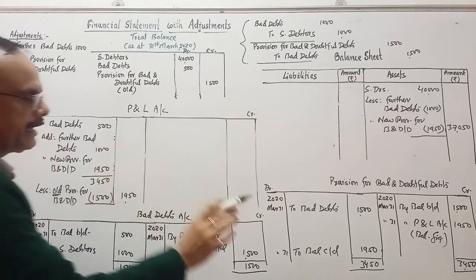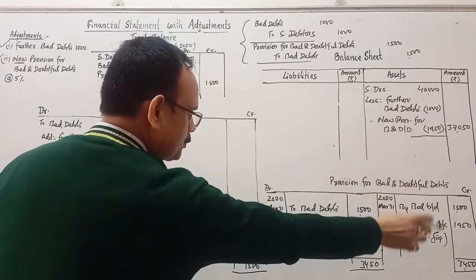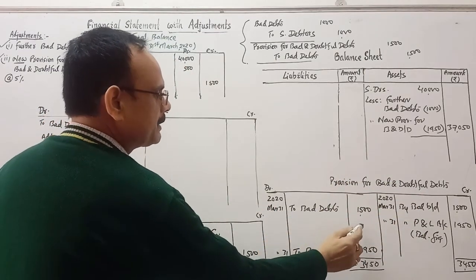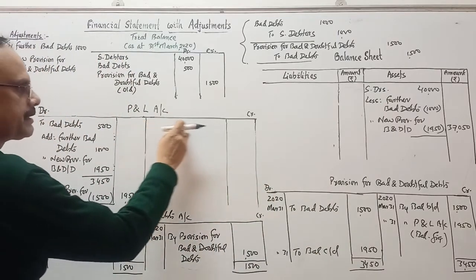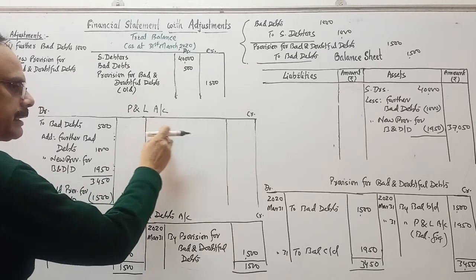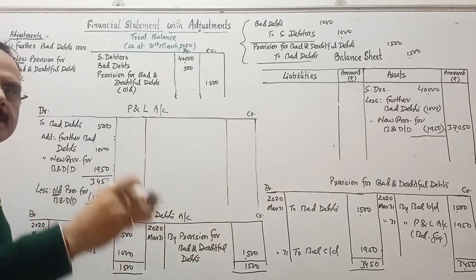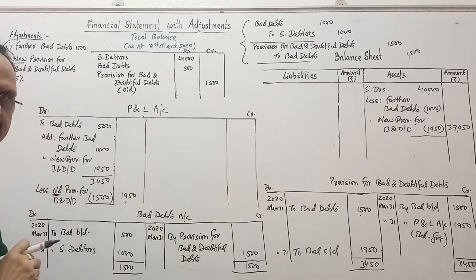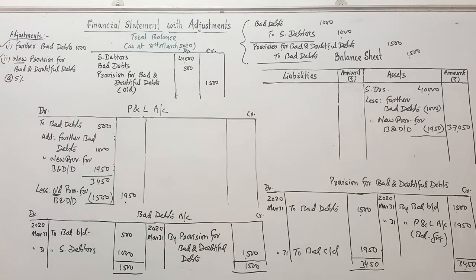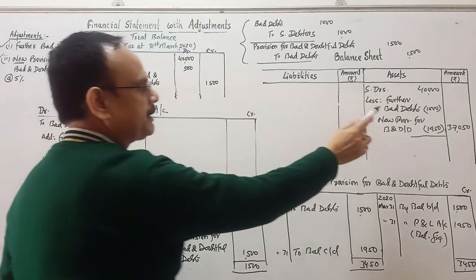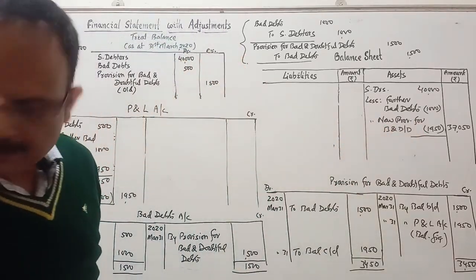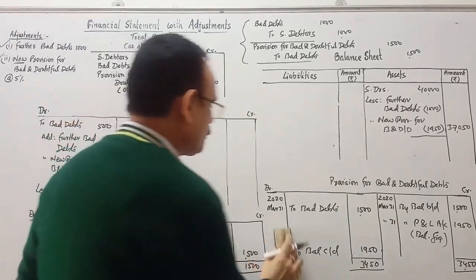In case this side total is more and this side total is less, then the to PL account will come this side, then the posting will be this side. We will start with the old provision, then we will deduct the bad debts, further bad debts, and new provision will be deducted, and we will write the amount. So is it clear? And in the balance sheet, debtors, less further bad debts, less new provision for bad and doubtful debts.